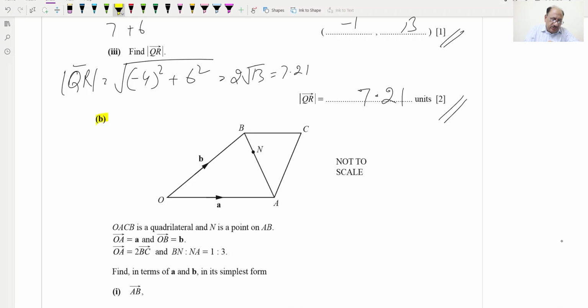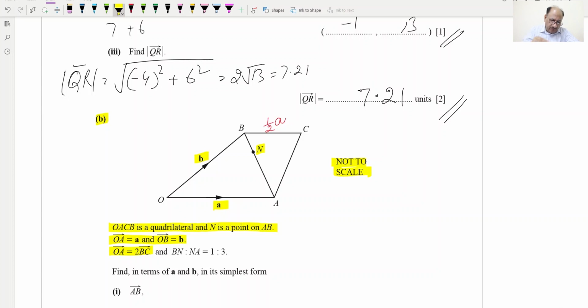B part, it's a vectors question. Diagram is not to scale. OACB is a quadrilateral, and N is a point on AB. So N is this point. OA is equal to A and OB is equal to B. OA is equal to 2BC, so BC is half of OA, so we can write this will be 1 by 2A.